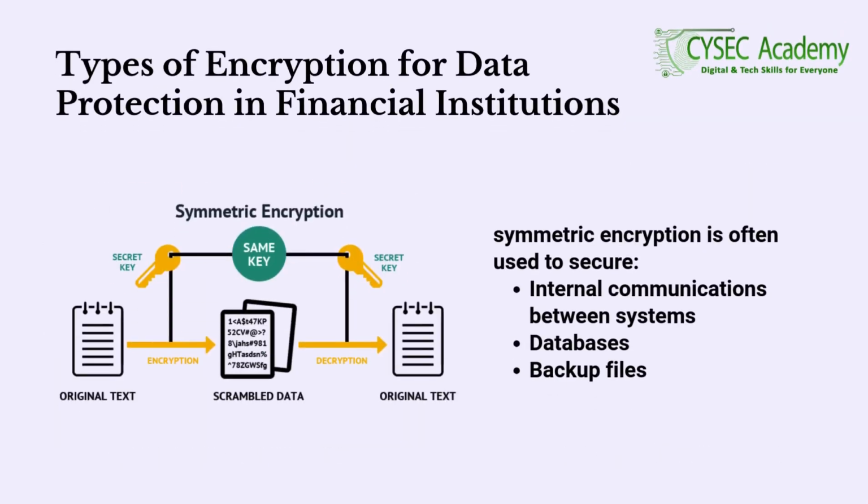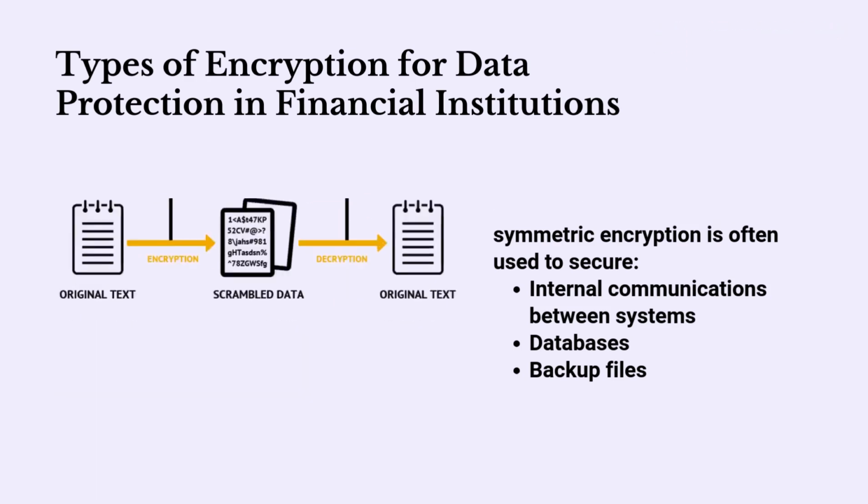1. Symmetric encryption. Symmetric encryption is one of the most widely used methods for securing data. In this approach, the same key is used for both encryption and decryption. This means that both the sender and the receiver must have access to the same key to unlock the data. Symmetric encryption is fast and efficient, but relies on secure key sharing to avoid compromise.